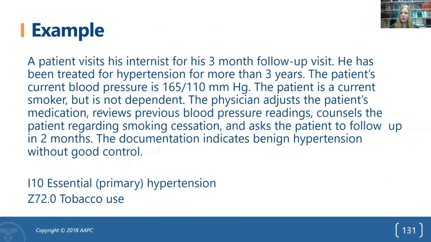So that's when we just use our I10 code. I10 is essential primary hypertension. We would also, in this case, use Z72.0 to capture that tobacco use.